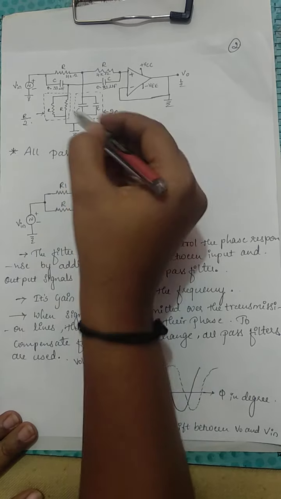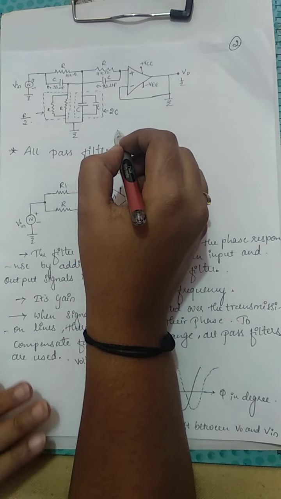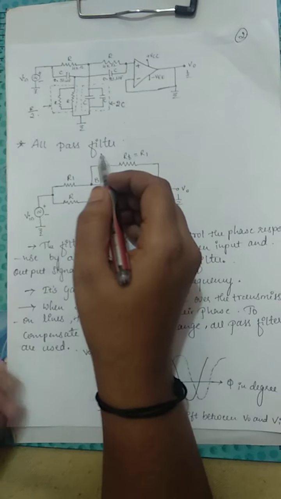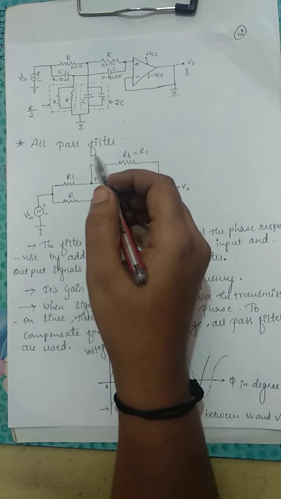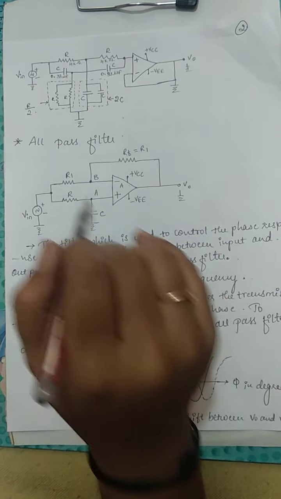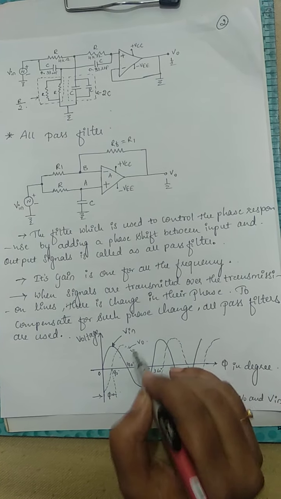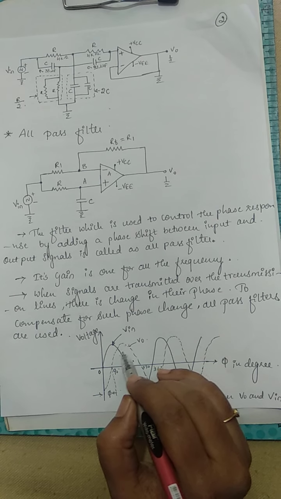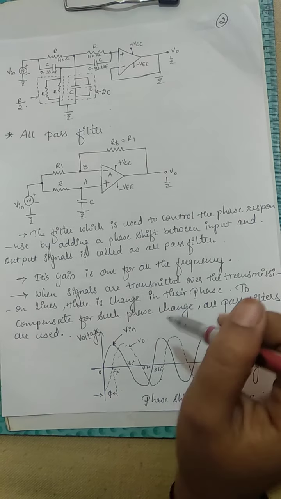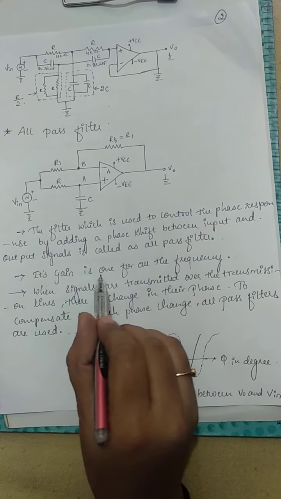And this is a design of a notch narrow band reject filter, or you can say notch filter. So next is all pass filters. We know the all pass filter passes all the signals, but it gives a phase shift between the input and output. The gain of the all pass filter is 1.